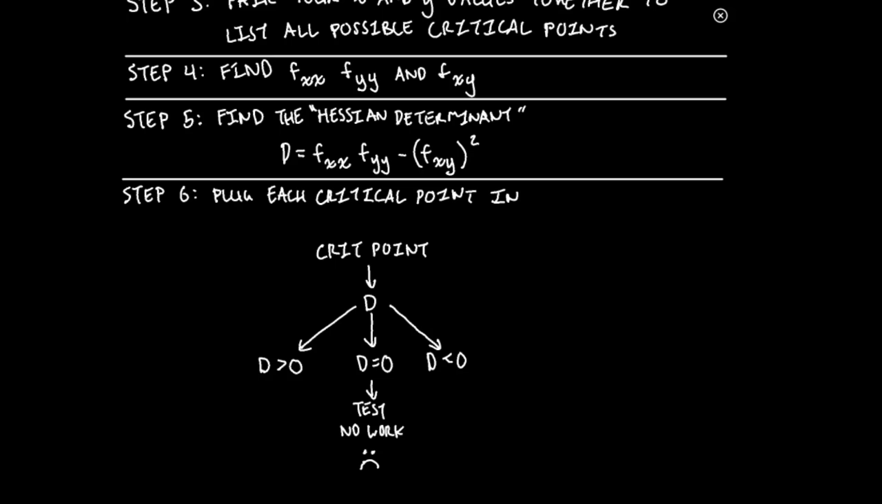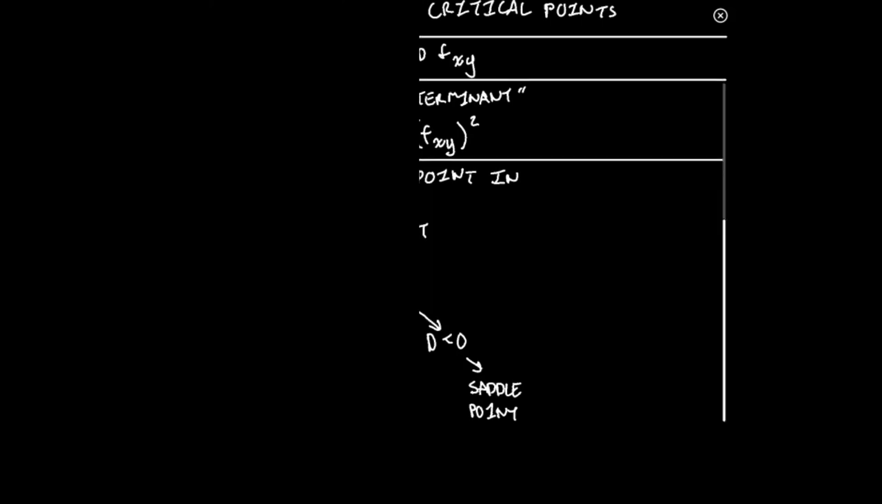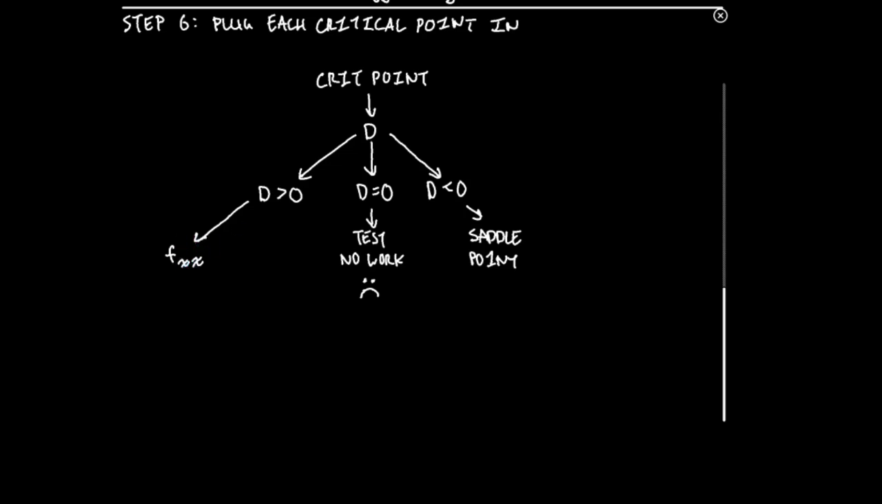Then we have the other 2 possibilities. If d is less than 0, then it's a saddle point. But if d is greater than 0, then we have to do further tests on that point to see what it comes out to be. So what we're going to be testing next is f of the second order derivative of f with respect to x, which we should have already found when we were looking for d in the first place.